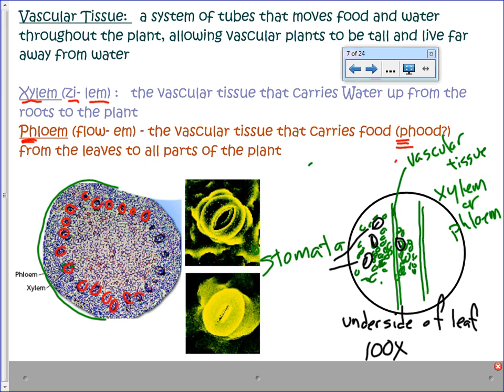And this is like the underside of a leaf. When you look at a leaf, it's pretty clear, you can see that. And that's the vascular tissue. You don't know if it's xylem or phloem, you just know that that's what it is. This is a picture of the stomata. We'll talk about that tomorrow, but those are openings on the underside of the leaf.